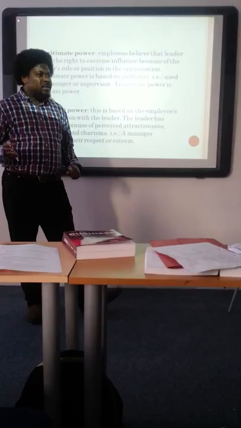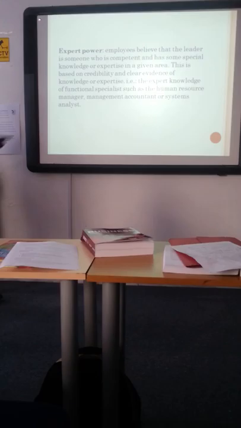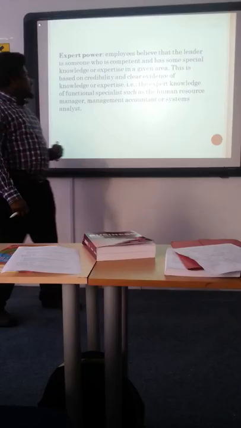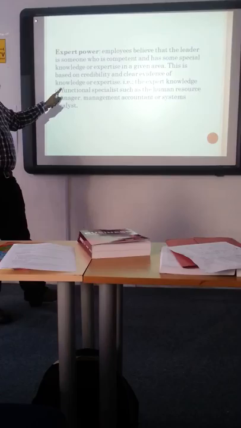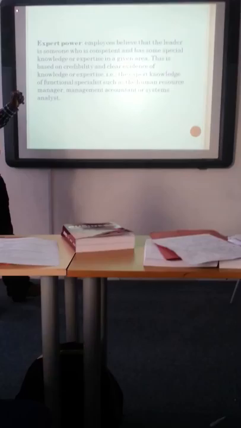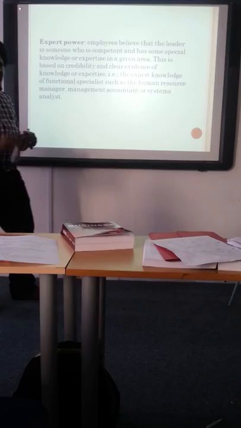Okay? The last one there is expert power. We are saying that that person is not just a leader. They didn't get there by magic. It's because they have some expertise or skill. Let's look at that. Can you see that? Employees believe that the leader is someone who is what? Competent. And has some special knowledge or expertise in a given area. This is based on credibility and clear evidence of knowledge and expertise. The expert knowledge of a functional specialist such as the human resource manager, the management accountant, or the systems analyst. These people have got expertise. That's why they are leaders.